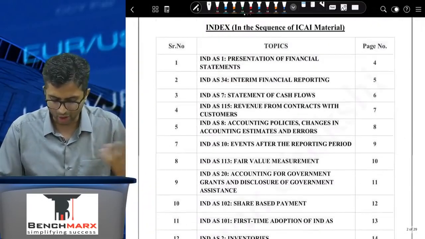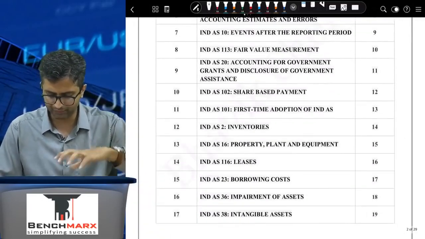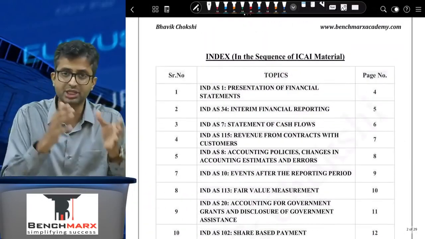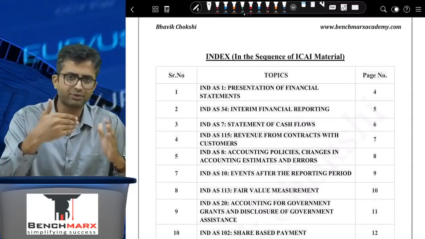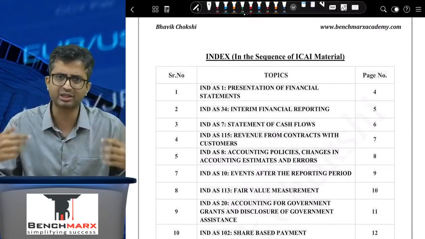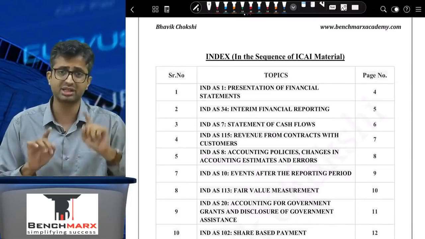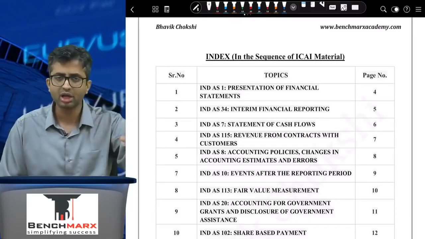So how are we going to go ahead? I've given each standard in the sequence of the ICAI material, so when you're revising, if you have the ICAI material in front of you, you will exactly know what is coming after what, and hence this is in the sequence of the ICAI material.